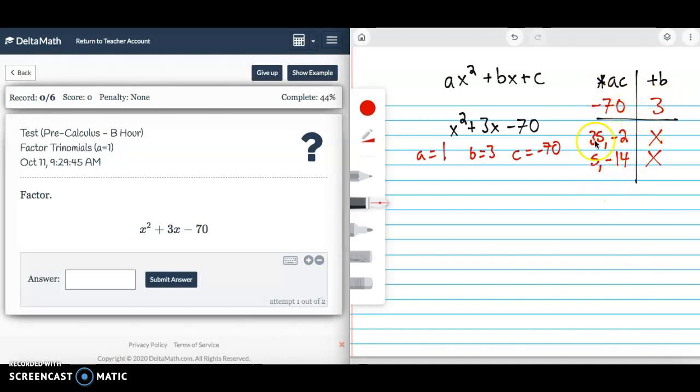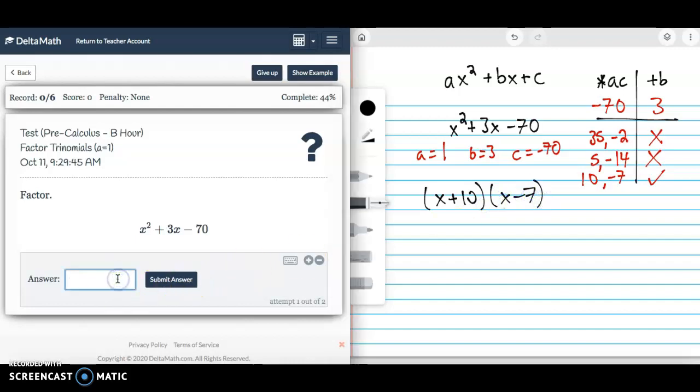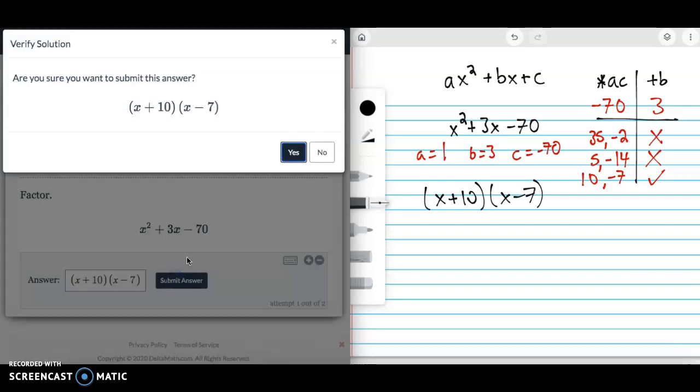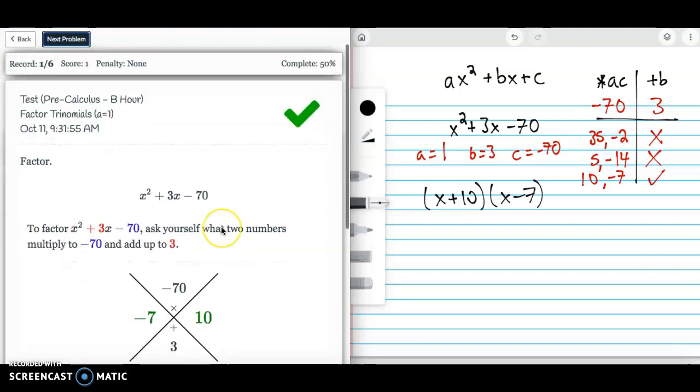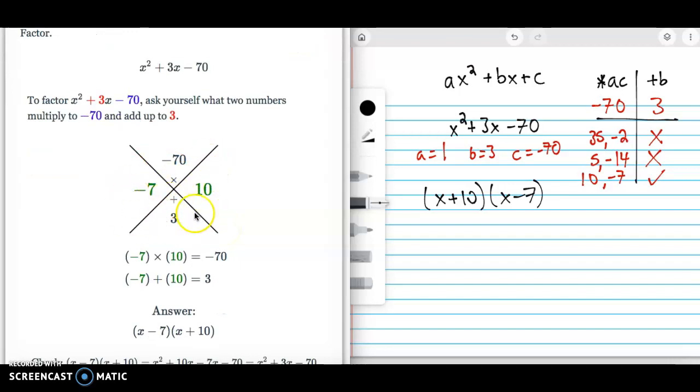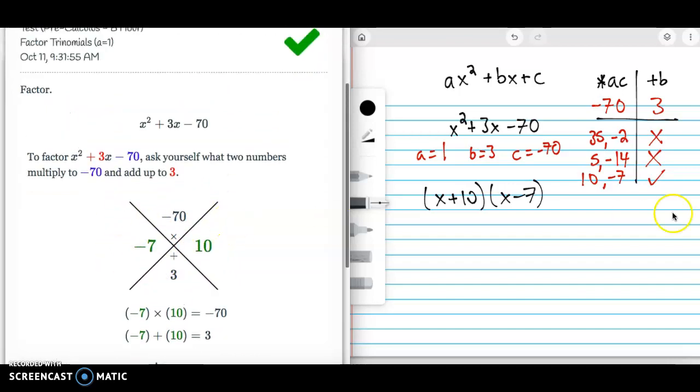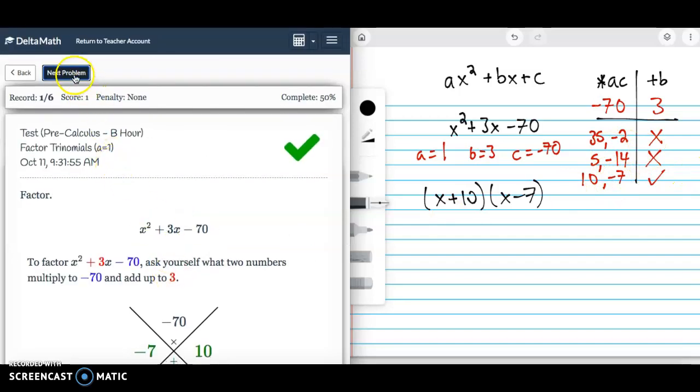So for example, positive 10 and negative 7 multiply to negative 70 and add to 3. So my factors for this one would be x plus 10 and x minus 7. And that's all it wants you to do here. It doesn't want you to solve anything, it just wants you to factor. Cool. They set it up in a crazy way where they have this x instead and we use this table, but either way, it's good to go.